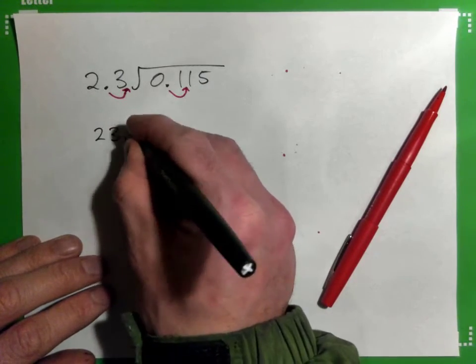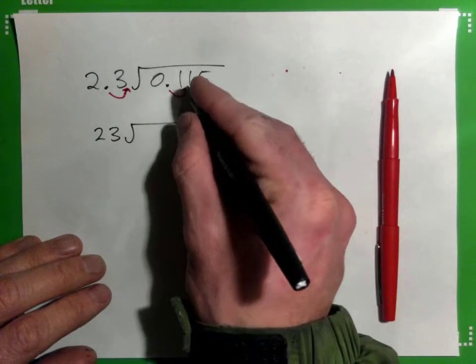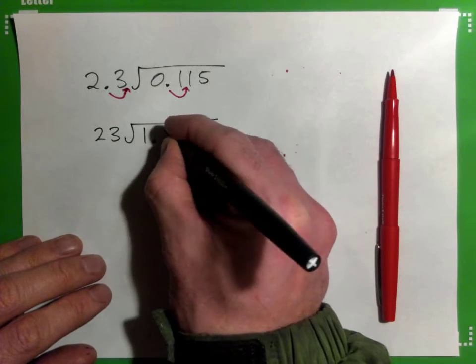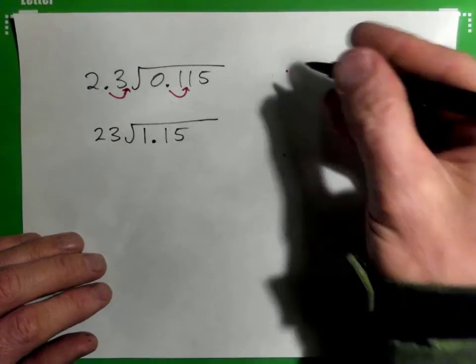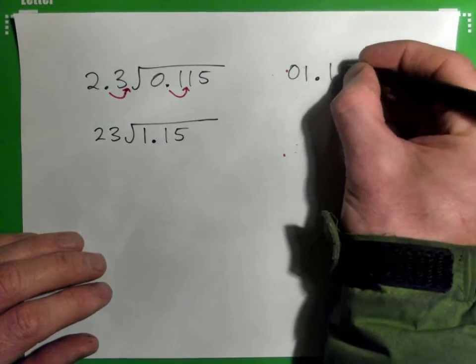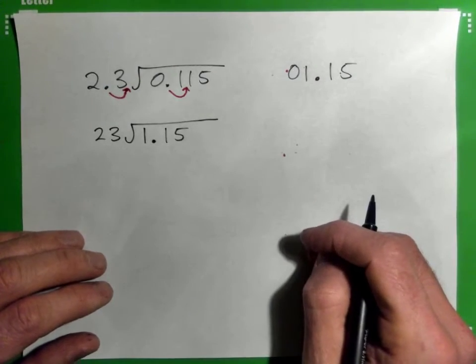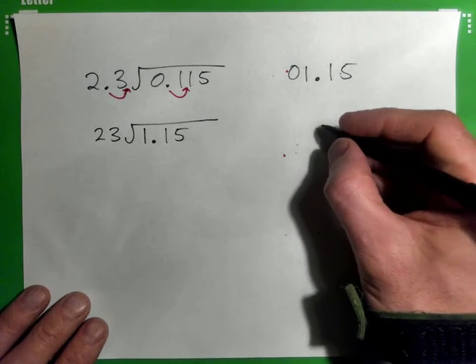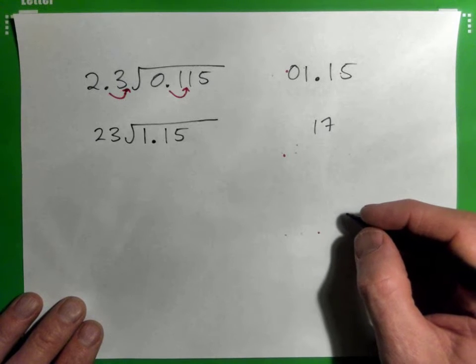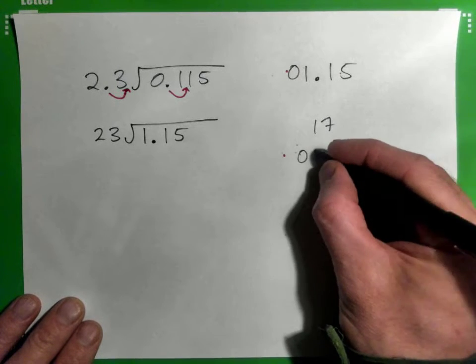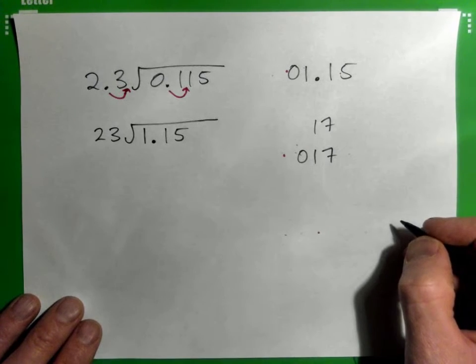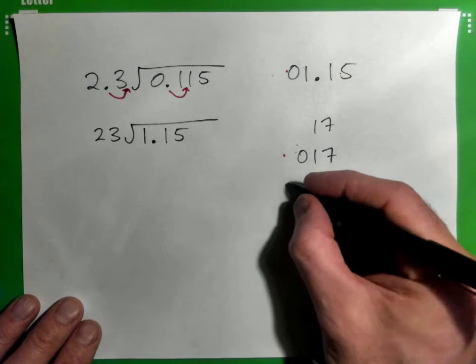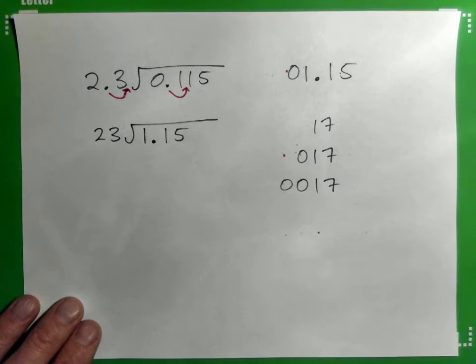It goes away. You don't need it. This is just 1.15. I mean, you could write 1.15 if you want to. It won't make any difference. Take a number that you like, 17 is a nice number, isn't it? You can write that like this if you want to, or you could write it like this, but still 17.